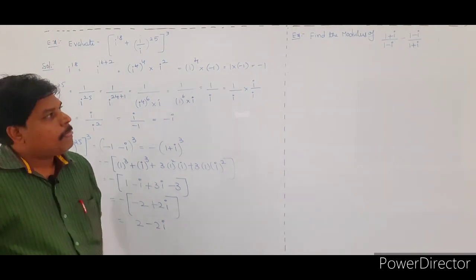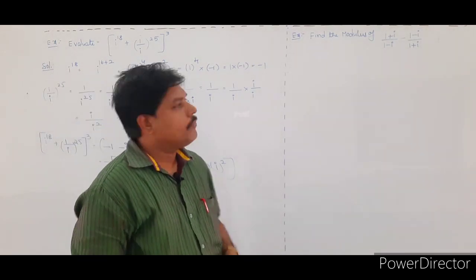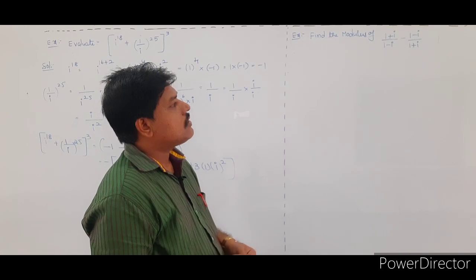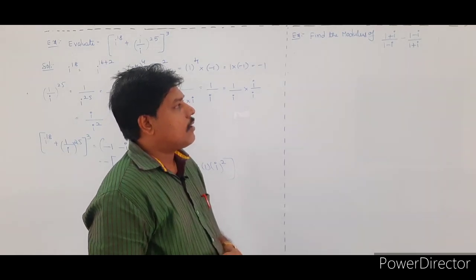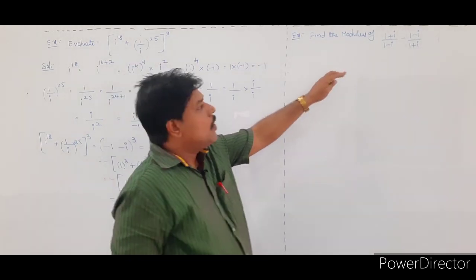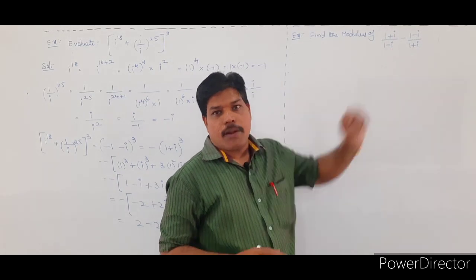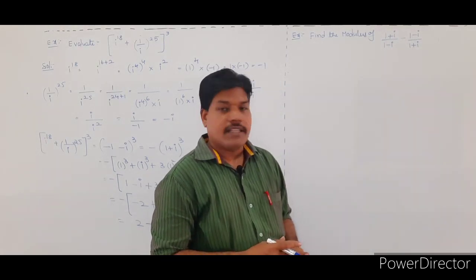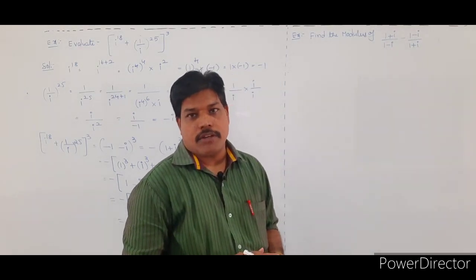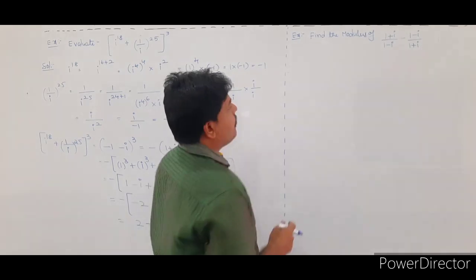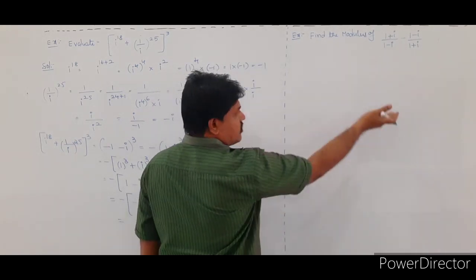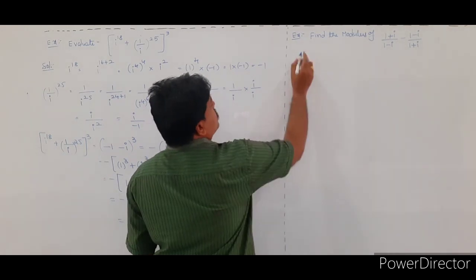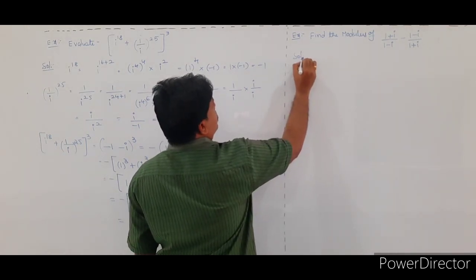Okay. See students, one more question here. Find the modulus of (1 plus i)/(1 minus i) minus (1 minus i)/(1 plus i). So you have to calculate the modulus of this complex number. How to calculate that? First you have to simplify, then apply the mod.